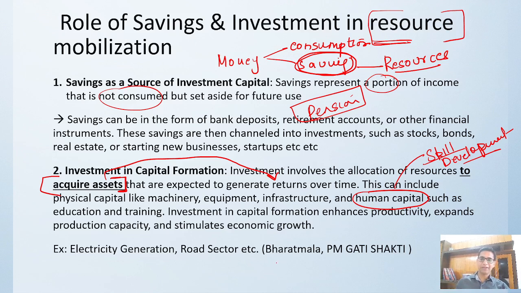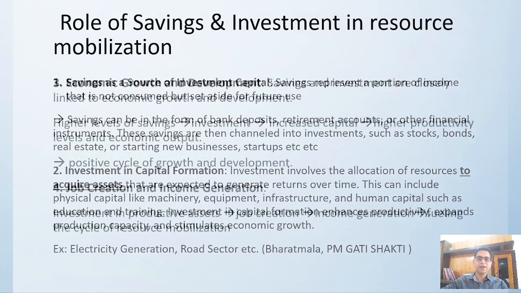You know, Bharatmala, PM Gati Shakti, and the National Infrastructure Pipeline is there. 102 lakh crore rupees project, is that correct? The National Infrastructure Pipeline. These are very, very important projects where the money is getting invested and being utilized for the generation of capital. They are helping in capital formation, which will enhance the capacity development of our country.